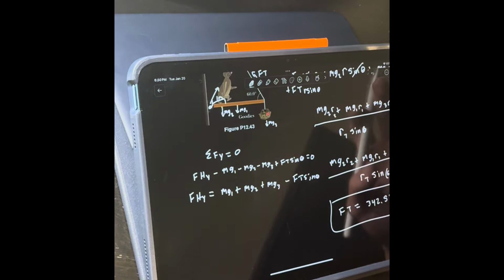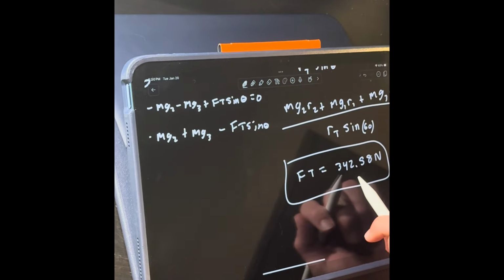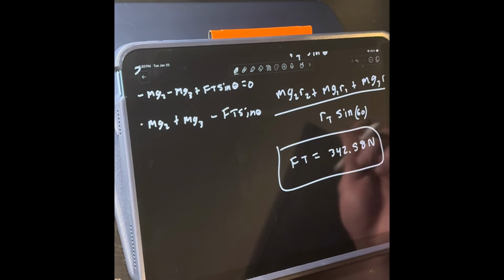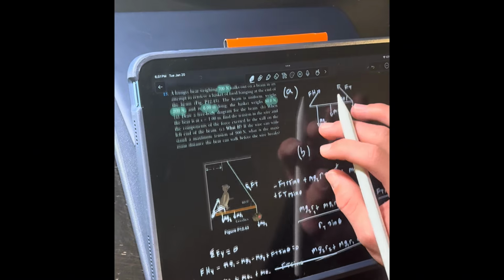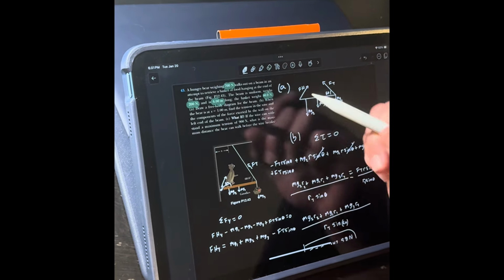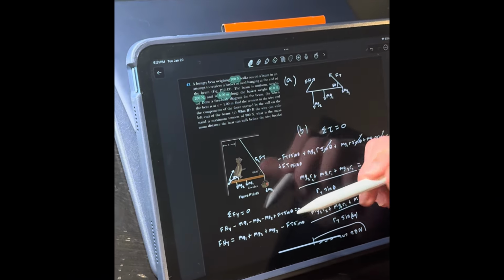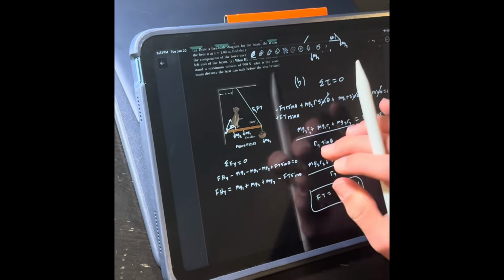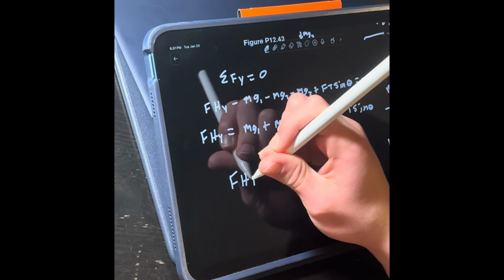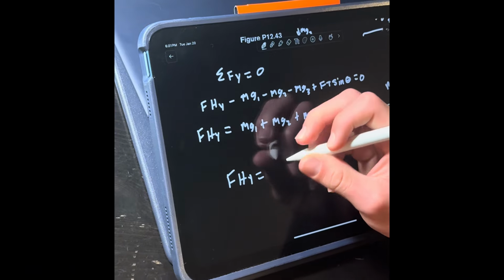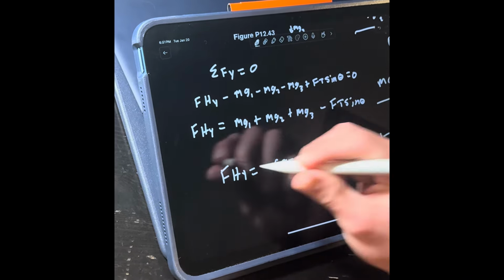Now, we all know this because we previously solved for it also in part B: force tension, 342.58 newtons, then sine of theta 60, mg1, which is the force of gravity on the bear, 700 newtons, mg2, which is the beam, 200 newtons, and mg3, the basket, 80 newtons. All of this stuff has been given to us. So knowing all that, if you were to plug it all in, then you get that the force hinge in the y direction equals 683.12 newtons.